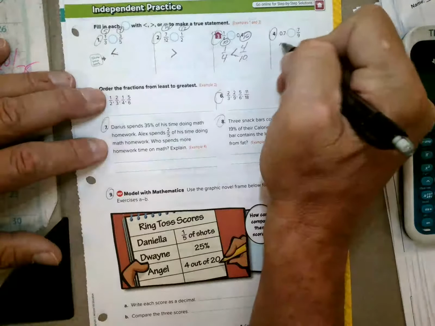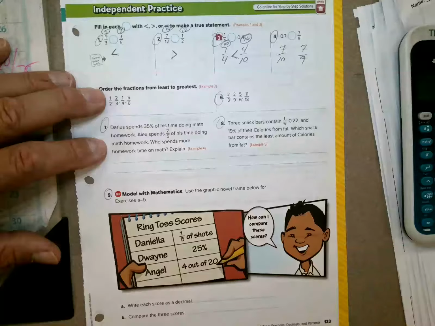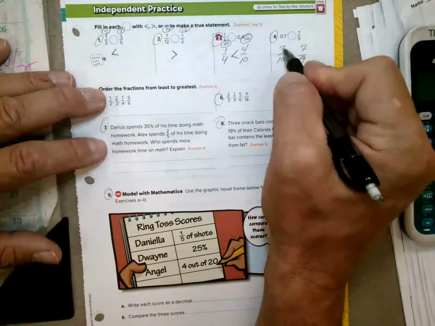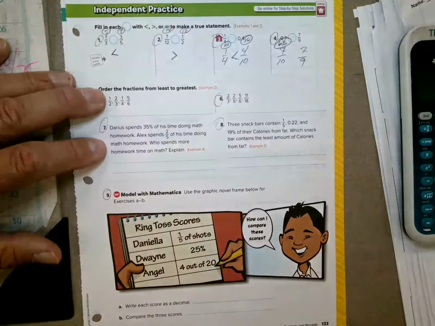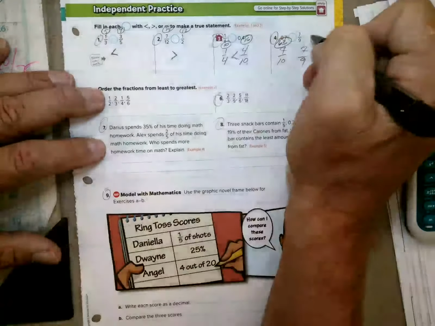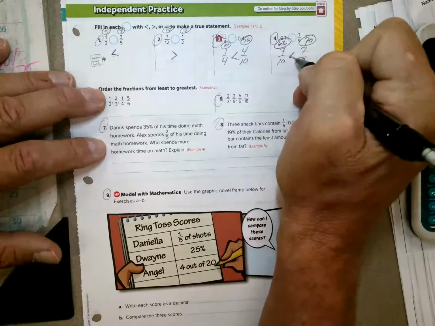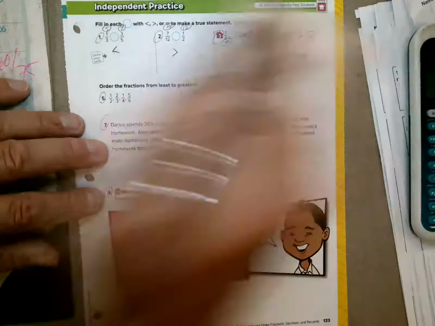Same thing here. 7/10, 7/9, right? 0.7 is 7/10. 7 times 9 is 63. The power of multiplication facts. 7 times 10 is 70. 70 is bigger than 63, so 7/10 is less than 7/9.